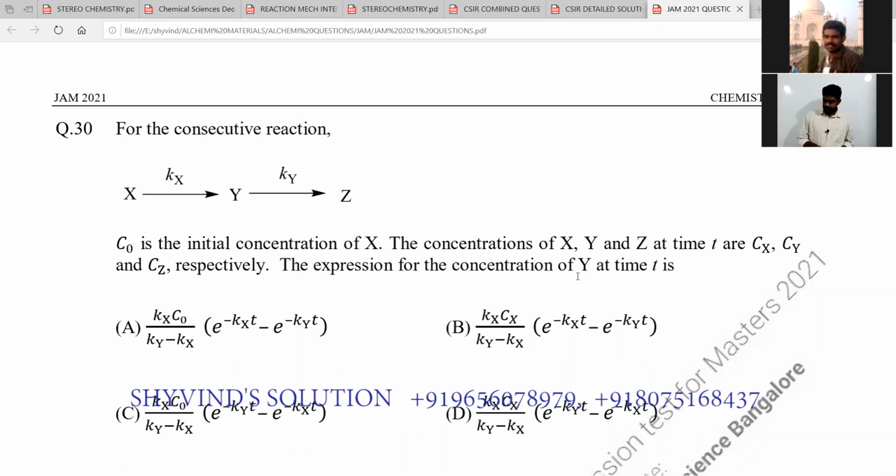This is question number 30. For the consecutive reaction X gives Y gives Z, C0 is the initial concentration of X. The concentrations of X, Y, Z at time t are Cx, Cy, and Cz respectively. The expression for the concentration of Y at time t is. This is the question.